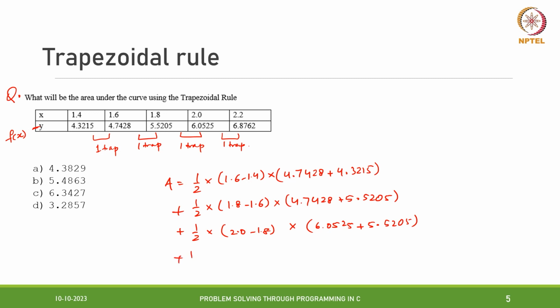Now then, the fourth trapezoid is (2.2 minus 2.0) multiplied by (6.0525 plus 6.8762). So this will be the total area under the curve using the trapezoidal rule. Now if you calculate this, the answer will come around to 4.3829. You can verify that, probably.